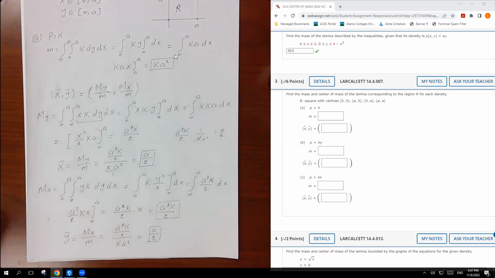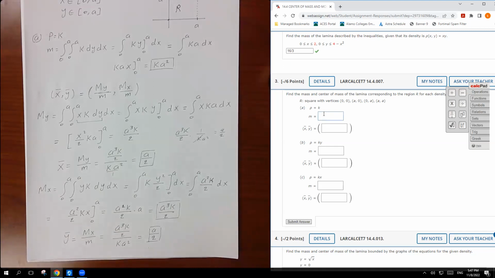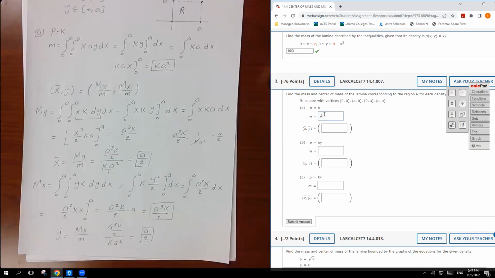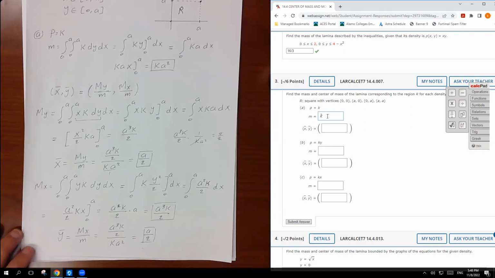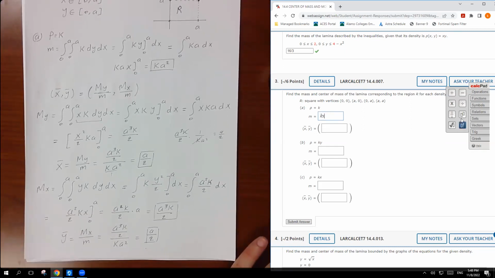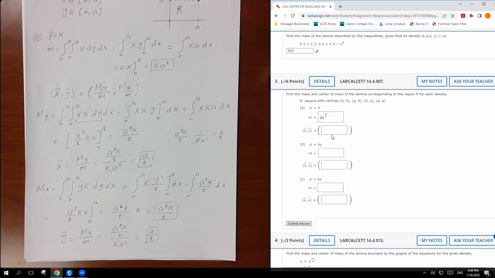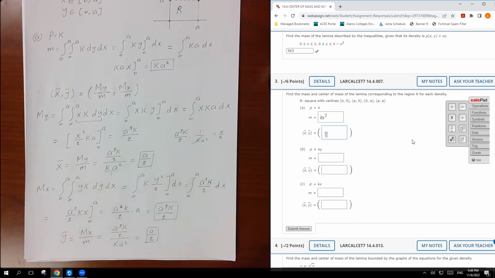That means for the first one, we're going to plug in m, which is ka squared. And x-bar is going to be a over 2, a divided by 2, and we're going to put a comma. y-bar is going to be a over 2. So we're done with the first one.